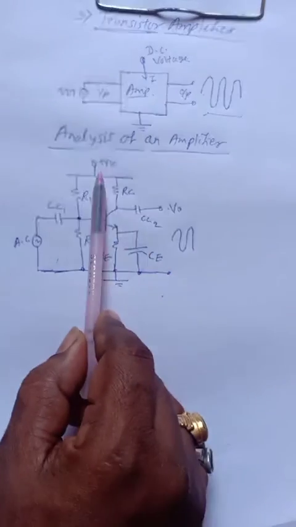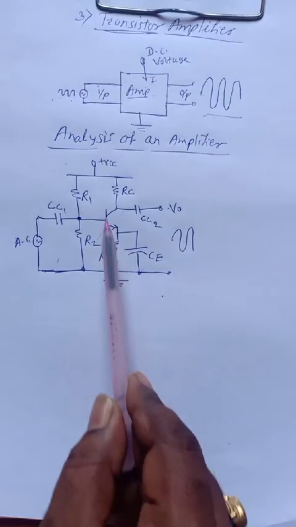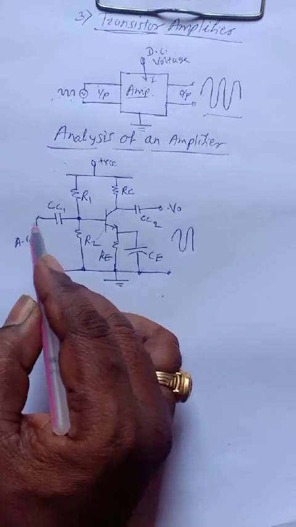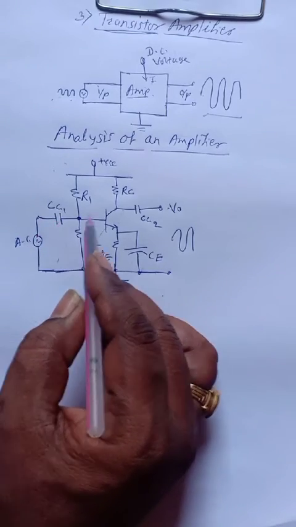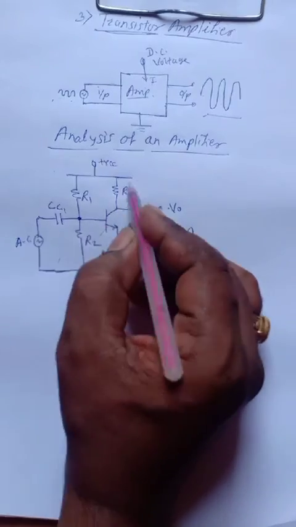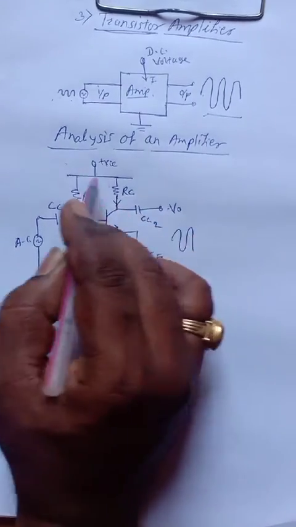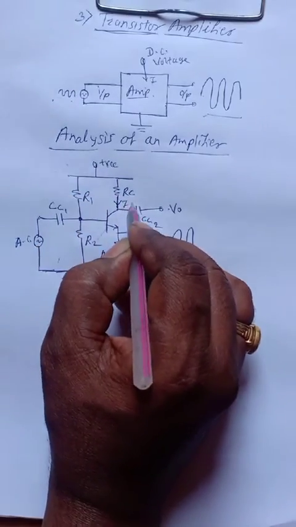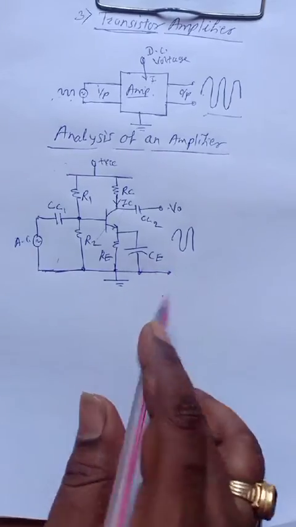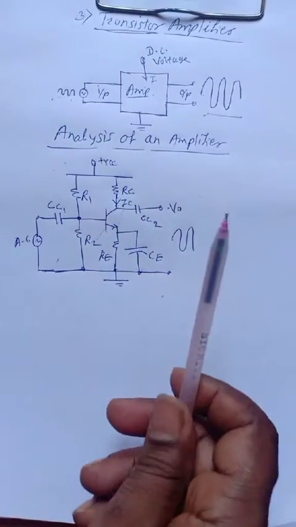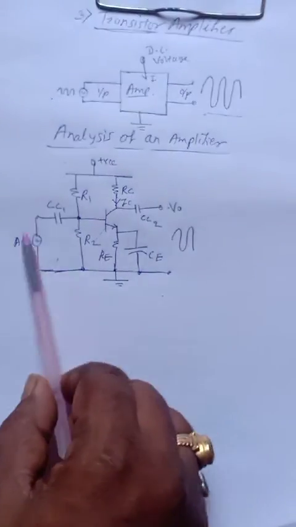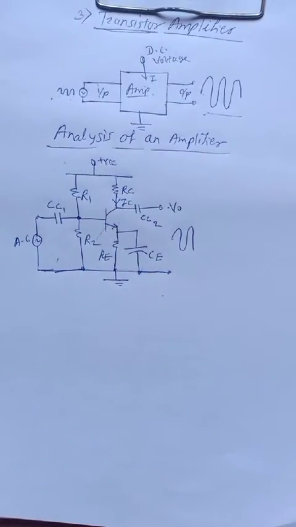It also requires a DC power supply VCC, which is connected at these two points, and it takes the current. Depending on the applied input voltage, the transistor turns on and off, and the current coming from this supply, that is the IC current, changes and you get the amplified output. So the analysis means we are going to discuss the requirement and the working of each component, which we have already studied.